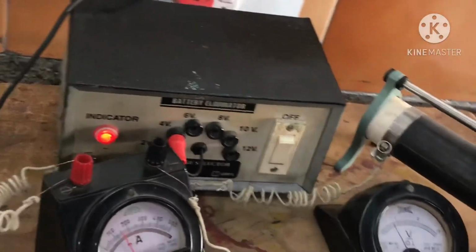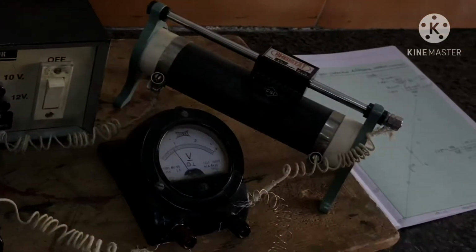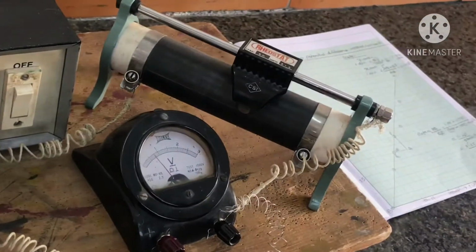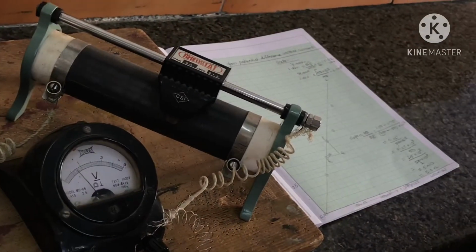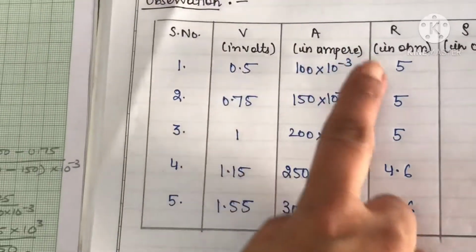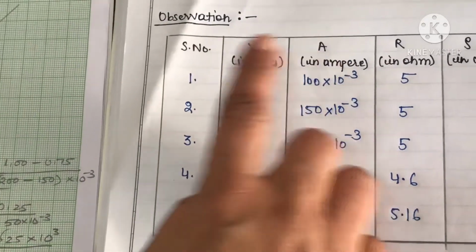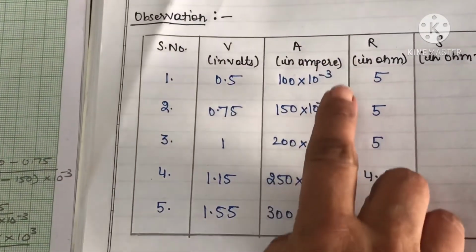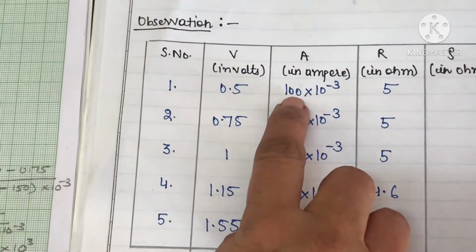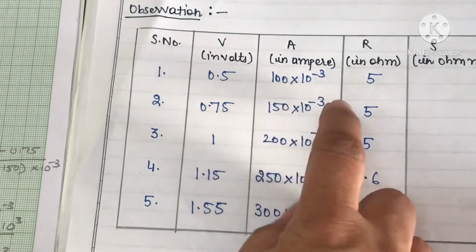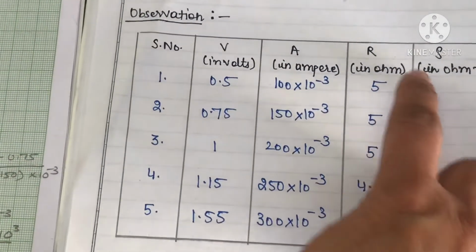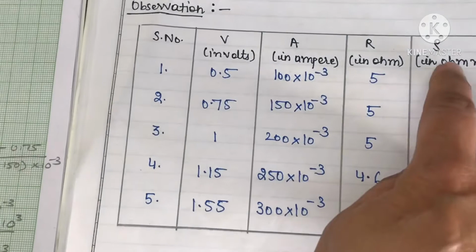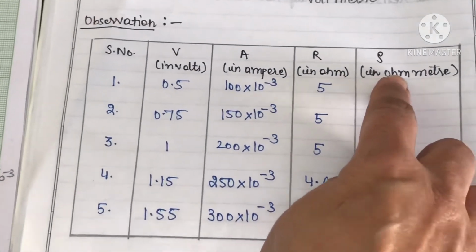You have to proceed. You will take 5 readings. Then you will do the calculations. You will make observation table. Reading as shown here. Serial number, V in volts, current in ampere. So we'll multiply 100 milliampere with 10 raised to the power minus 3 and all the readings, resistance in ohms, and then we can calculate resistivity afterwards.